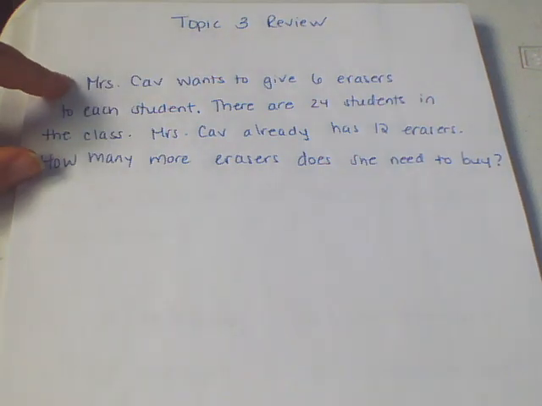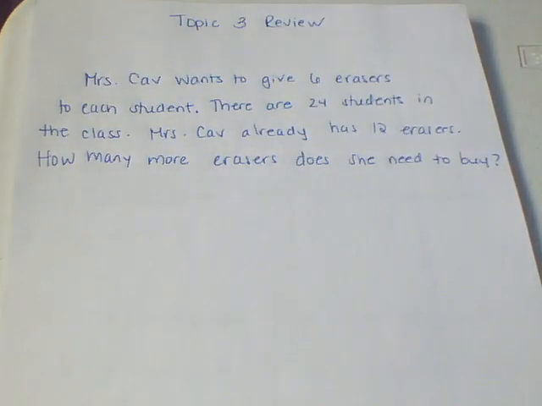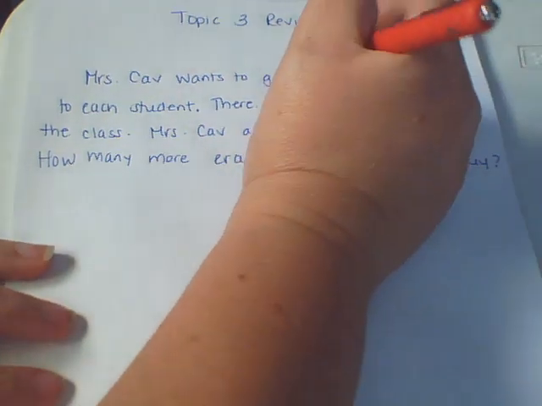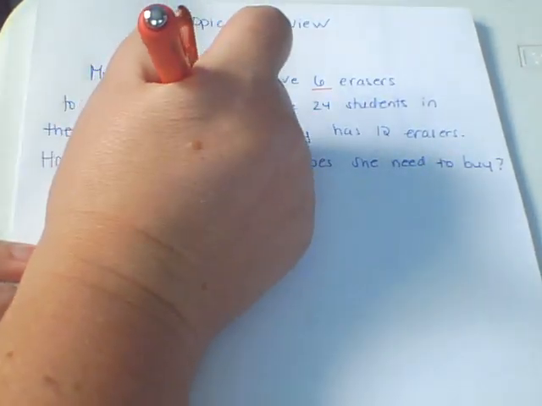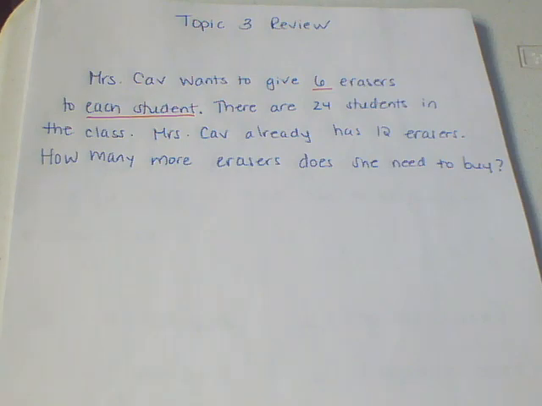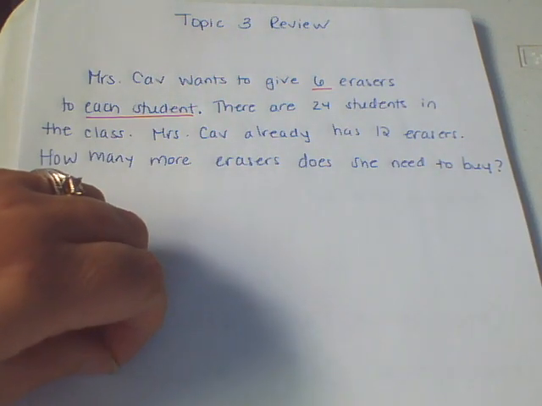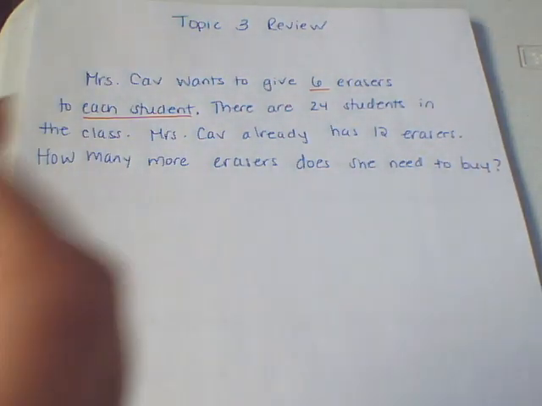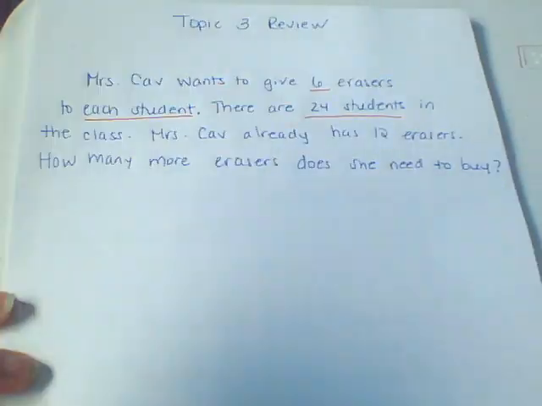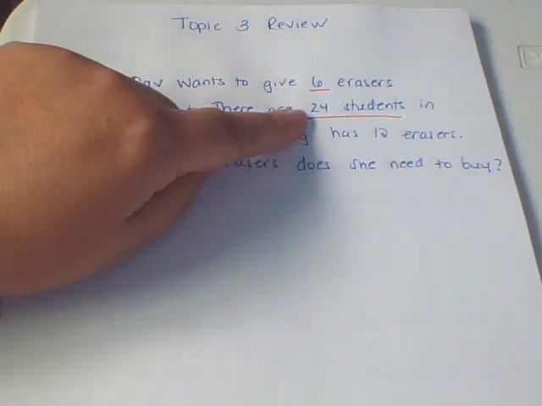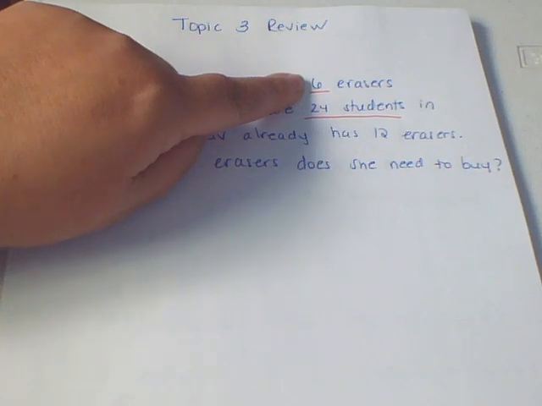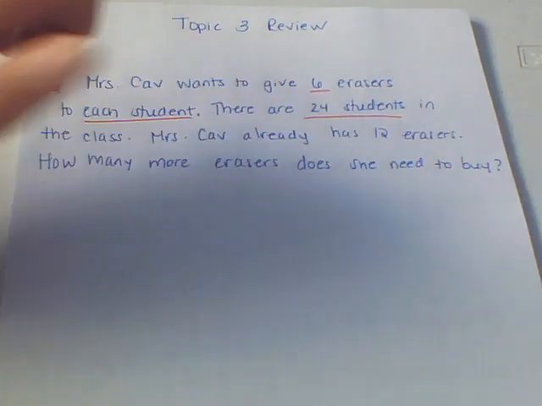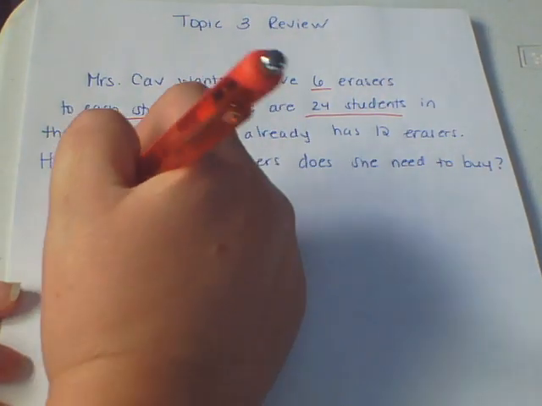It says Mrs. Cav wants to give 6 erasers to each student. Okay, so we know that each student is going to get 6. So Johnny gets 6, Cam gets 6, Ashley gets 6. So we know every student is getting 6. We know there are 24 students in each class. So every single student is going to get 6 erasers. We already know that that's multiplication.